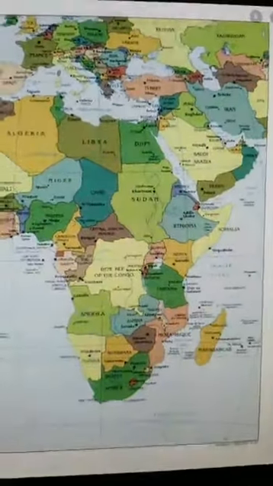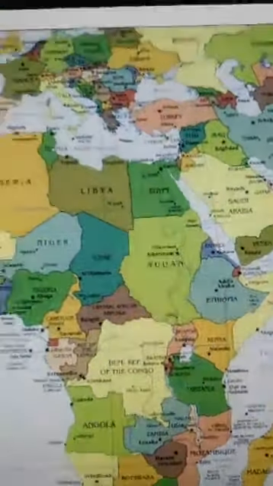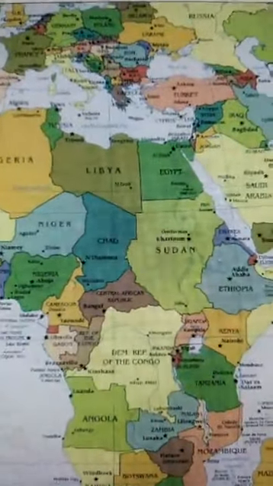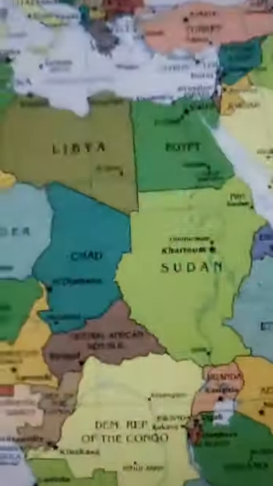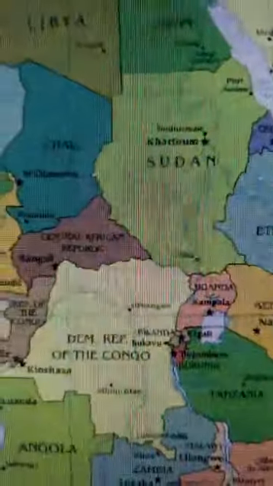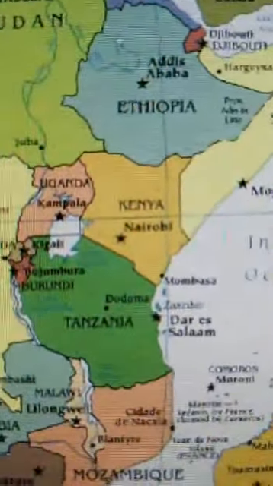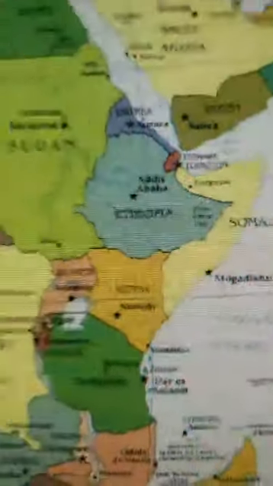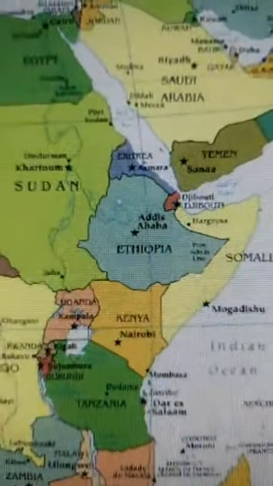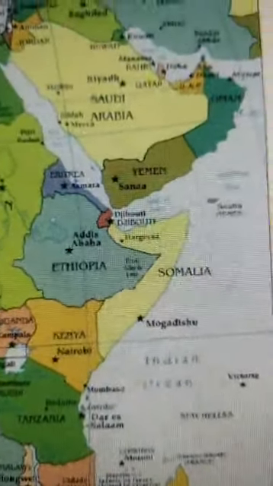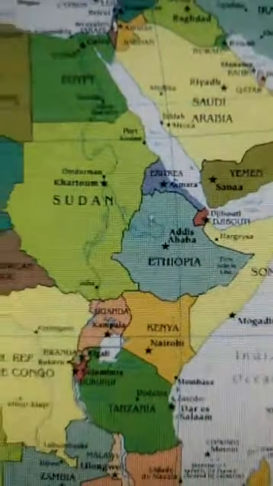Oh, man. Oh, they took it off. Look at this map right here. You see the map? See the names? Where is Libya? You see Libya? You see Egypt? You see Sudan? Juba? See that? Kenya? Somalia? Ethiopia? Right there. See the Yemen? The Yemenites? And you see Eritrea.